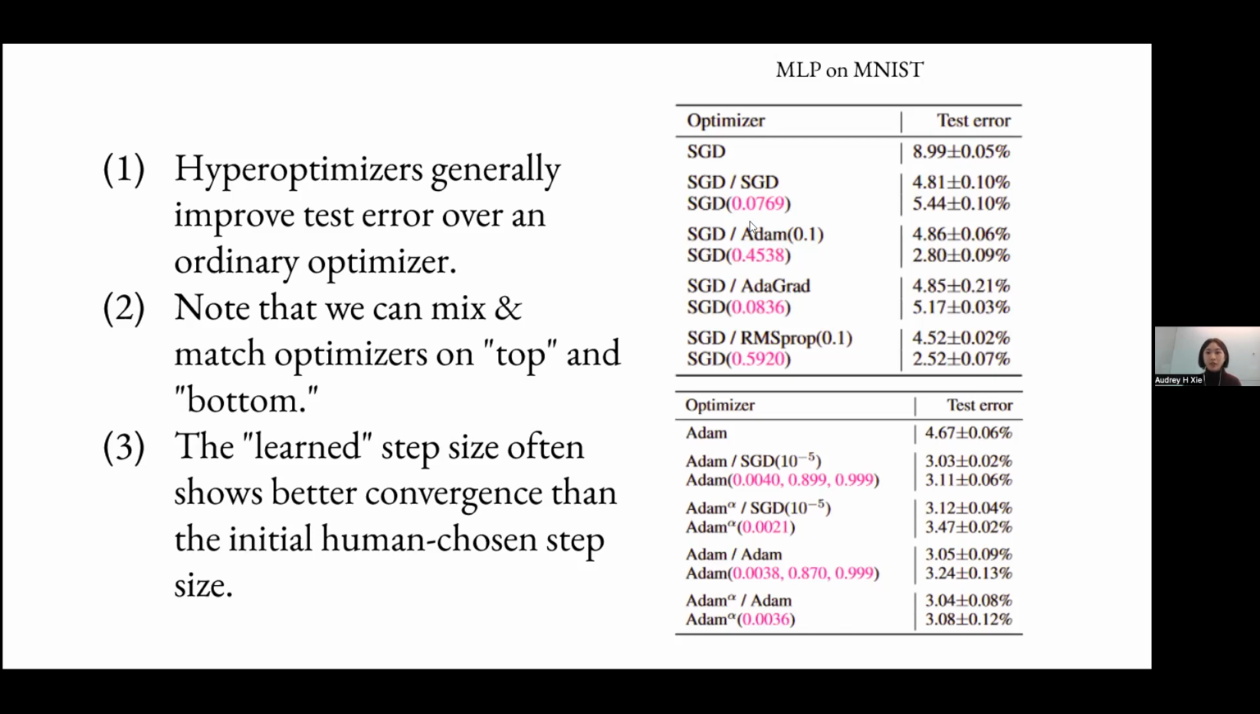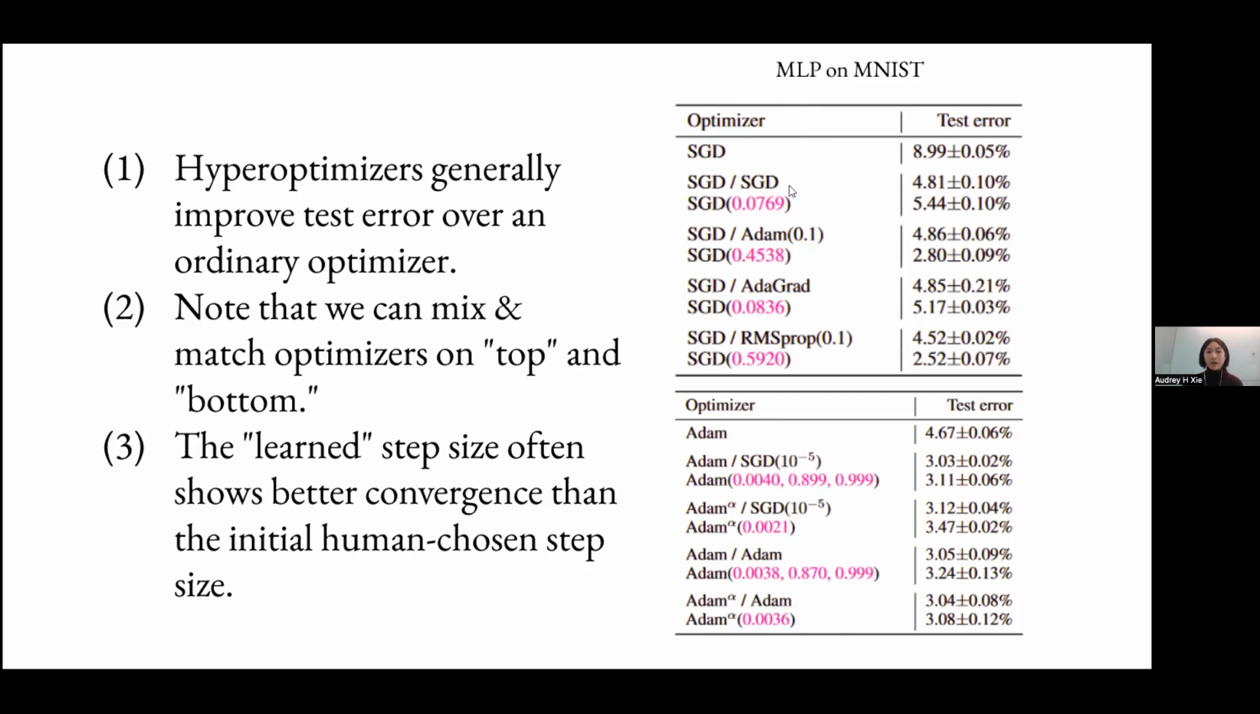The first observation is that the hyper optimizers generally improve test error over the ordinary optimizer. So you see in the tables on the right here, this first line is the model trained using an ordinary optimizer. In this case, it's SGD. Down here, it's Adam. And you can see that the final test error for SGD is 8.99.